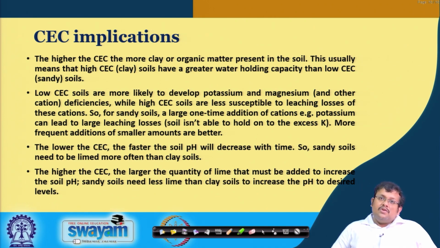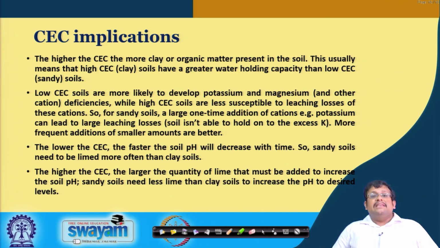Obviously, the soil with low cation capacity is more susceptible to leaching loss of those cations, because it cannot attract them. But in case of high cation capacity soil, they can attract them. So, you can apply one time. However, in case of soil with low cation capacity, frequent addition of smaller amounts of particular cations or particular nutrients is important.